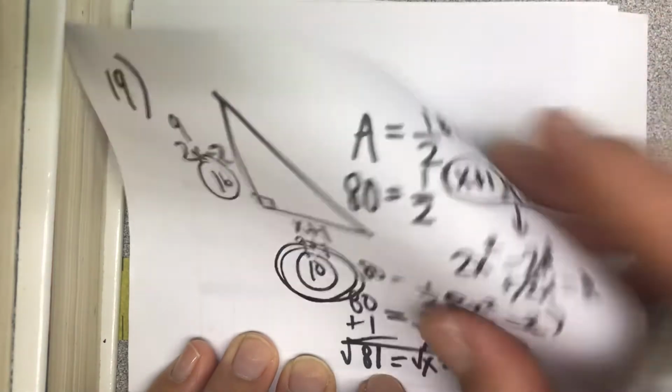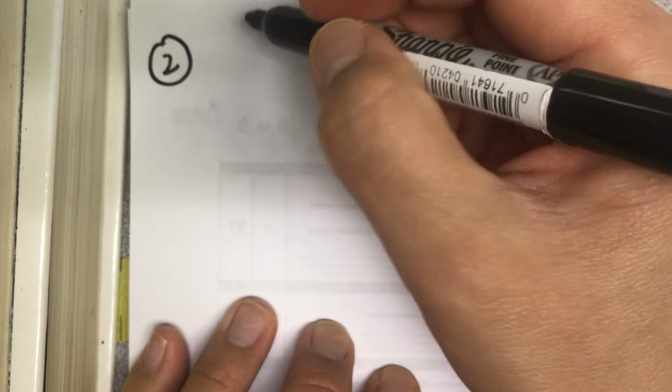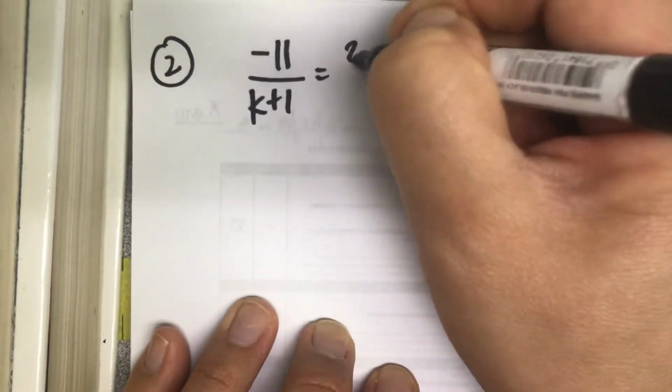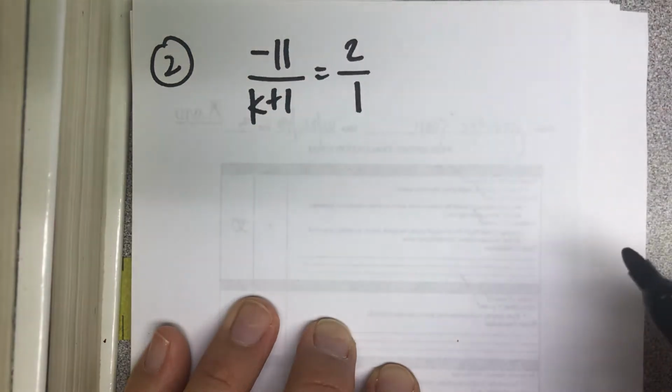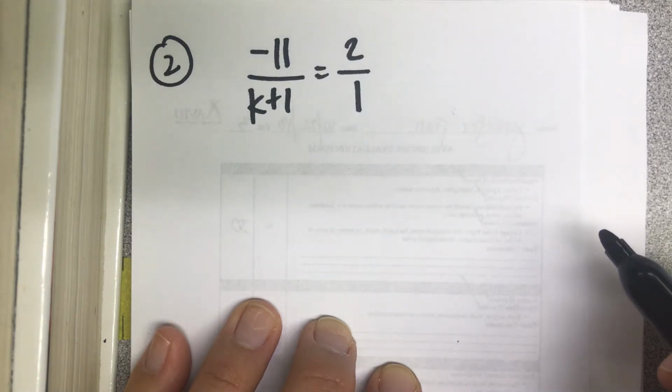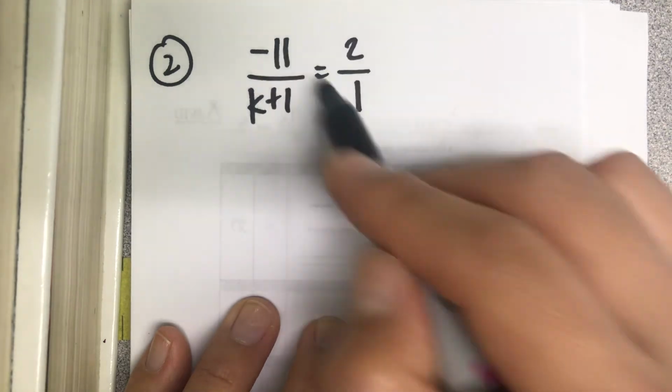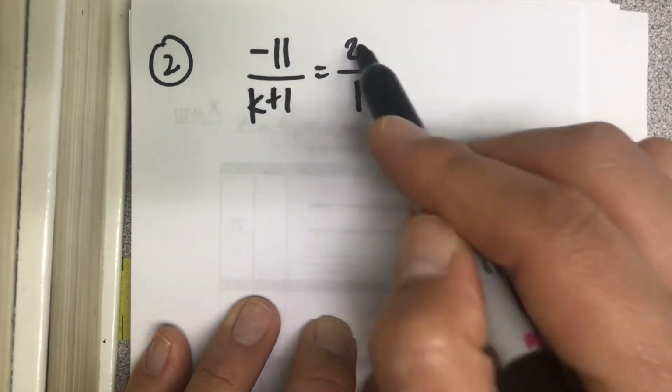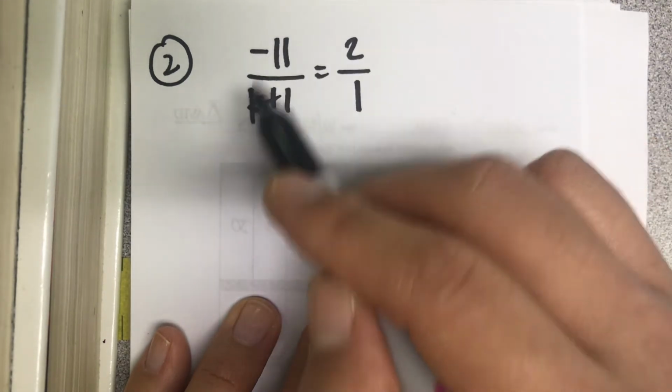The next one is number 2. This one says negative 11 over k plus 1 equals 2. I'm just going to put a 1 down there to hold that number in place. It says in the equation above, what is the value of k? So we need to just solve for k. That's going to be super easy. All you got to do, you got an equal sign in the middle of two fractions. You're going to cross multiply.